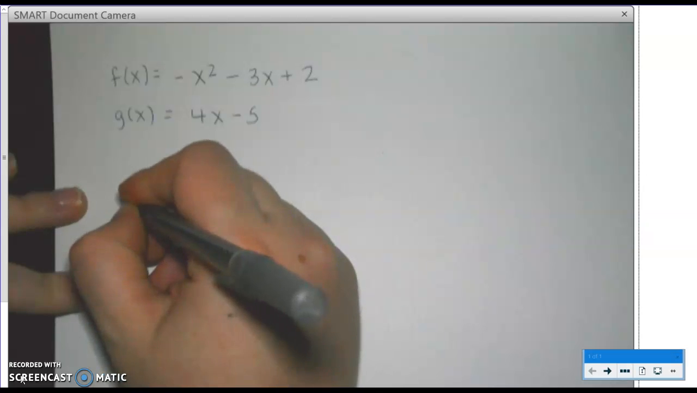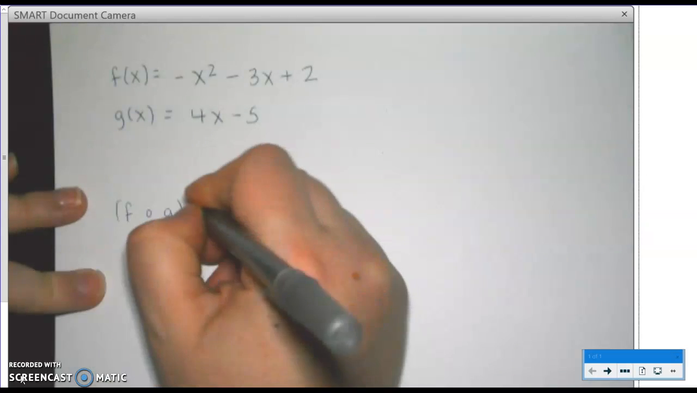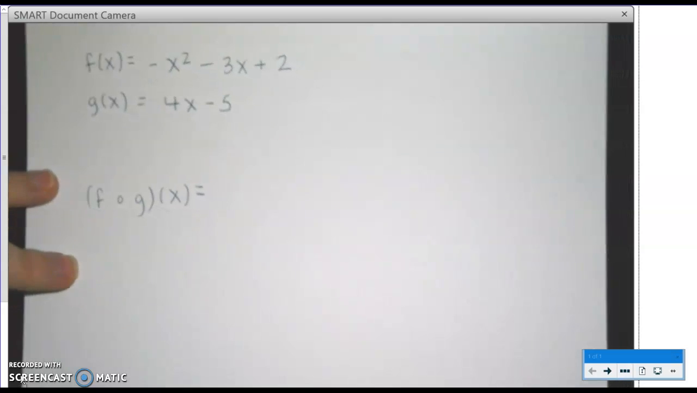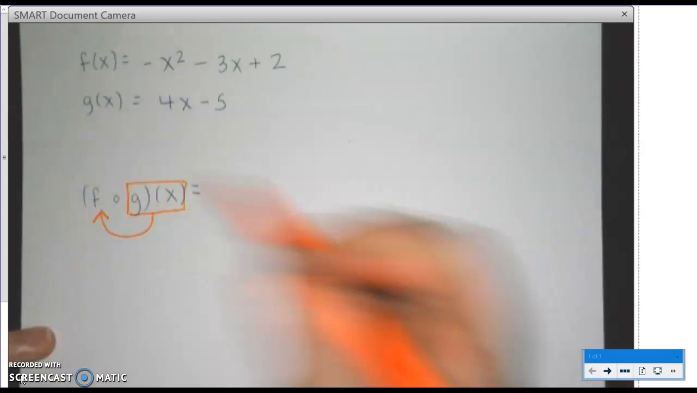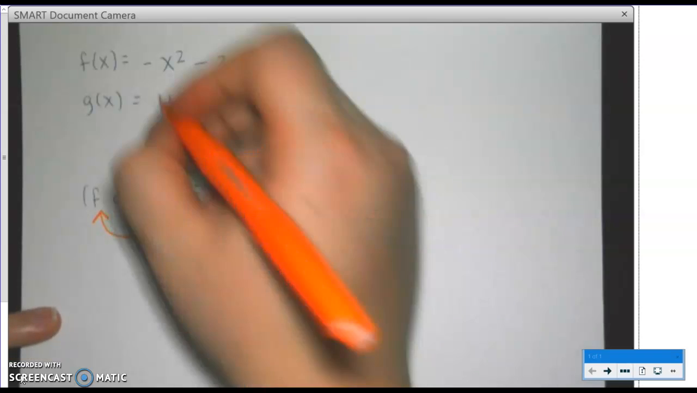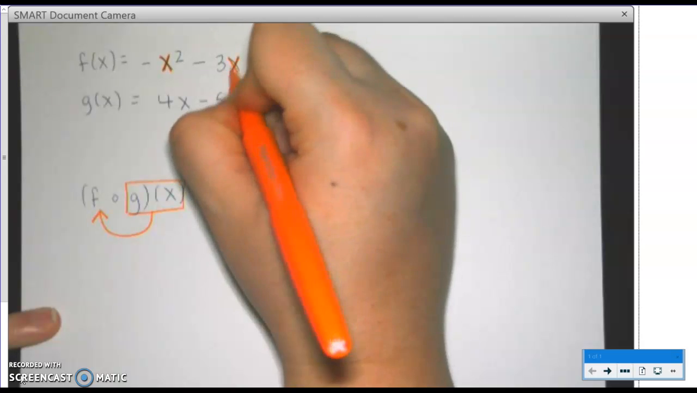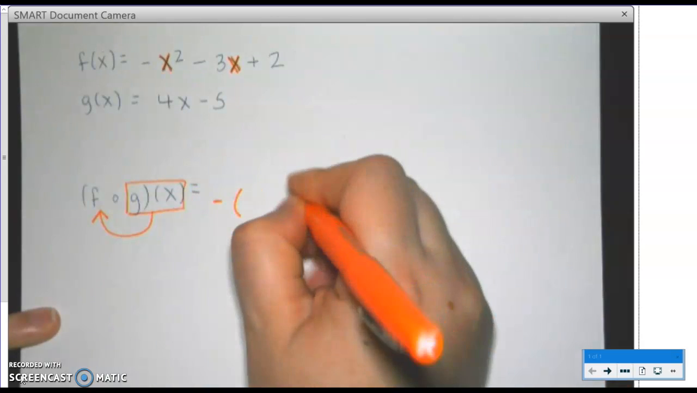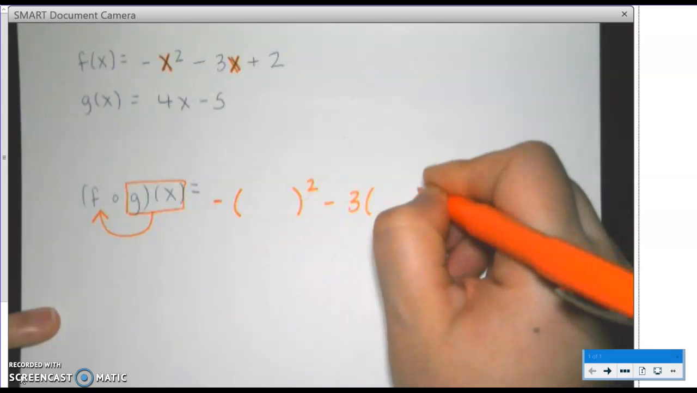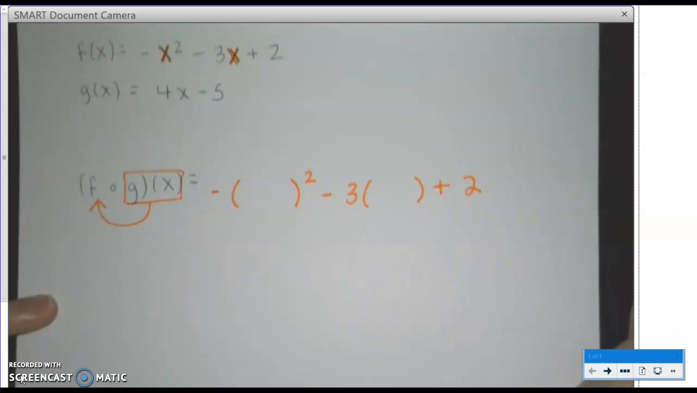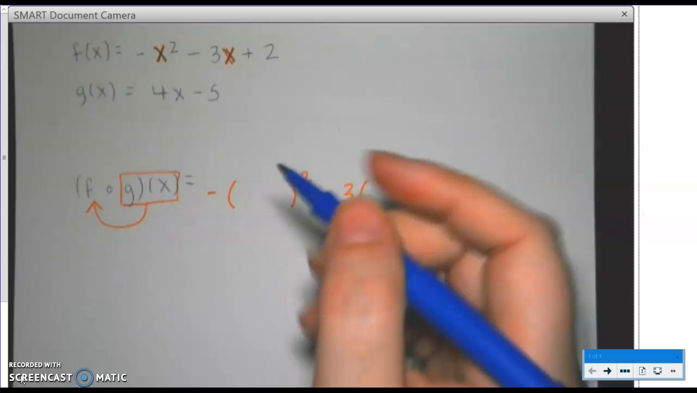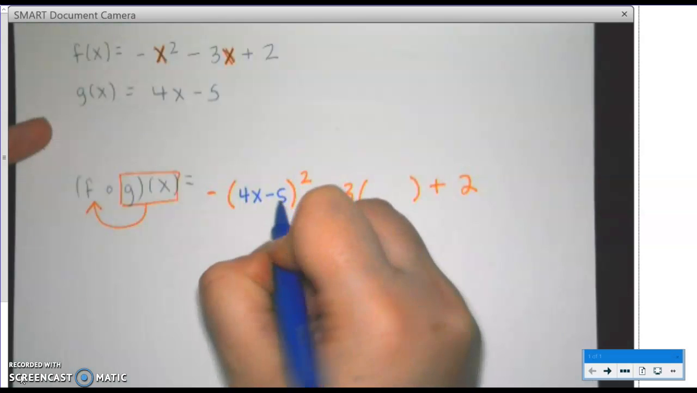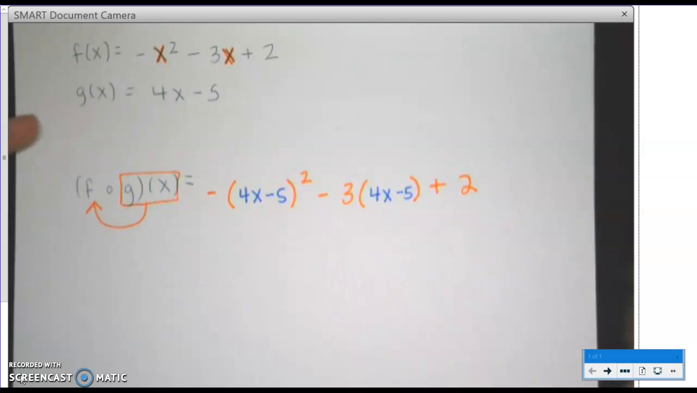All right, so again, if I want to do f of g of x, then I'm putting g of x inside of the f function. So I'm going to rewrite the f rule, but everywhere I see an x, I'm going to leave a space because I'm putting something inside of the f of x rule. I'm putting g of x inside the f of x rule. So I took all my x's and I left a space because inside, wherever I had an x, I'm putting the g of x rule.